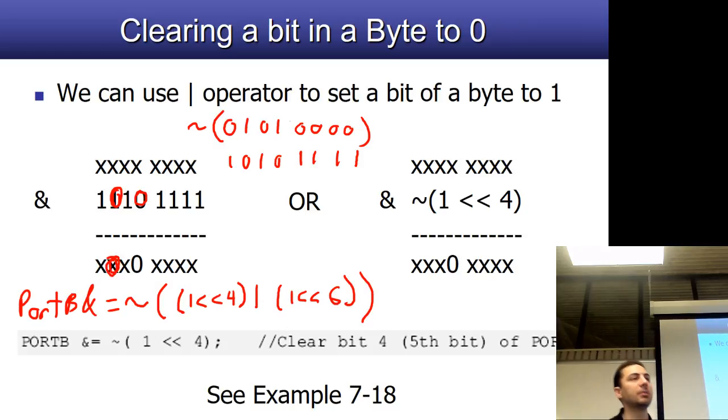So setting multiple bits either to 1 or 0 is just an extension of setting one bit. You just keep ORing things together. The thing you have to remember is that 1 shifted left by something is a number. 0 shifted left by something is always going to be 0. Okay? Apparently, example 718 does a lot of this.